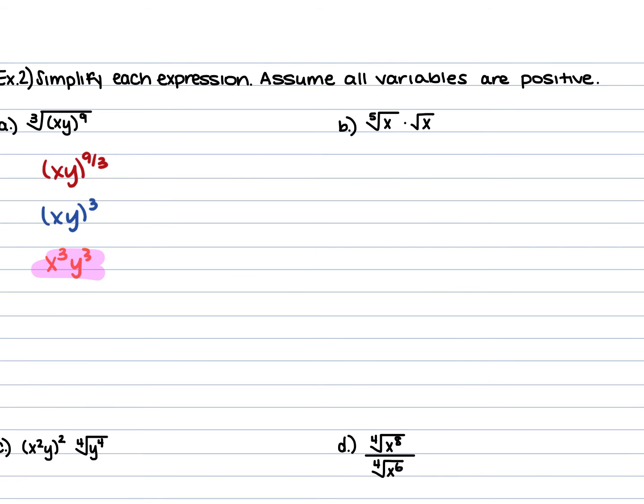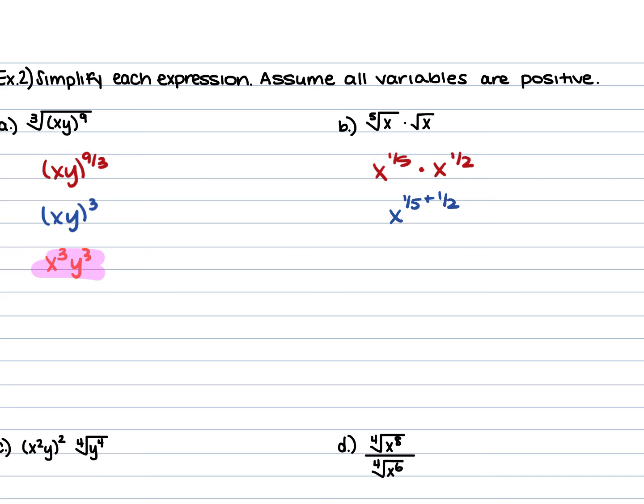For example B, we have the fifth root of x times the square root of x. If you rewrite this using rational exponents, you're going to have x to the power of 1/5 times x to the power of 1/2. If we use our rules for exponents, our bases are the same. We're going to add those exponents. We're going to do 1/5 plus 1/2.